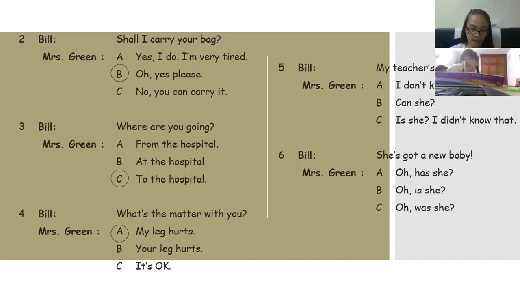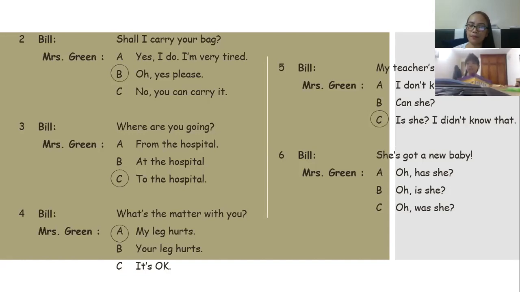My teacher's in hospital. What's the answer? Okay, my teacher's in hospital. Your answer is "is she"? I didn't know that. Let me try. Yay! Good job. Okay, let's try to read them. My teacher's in hospital. Is she? I didn't know that. Very good.